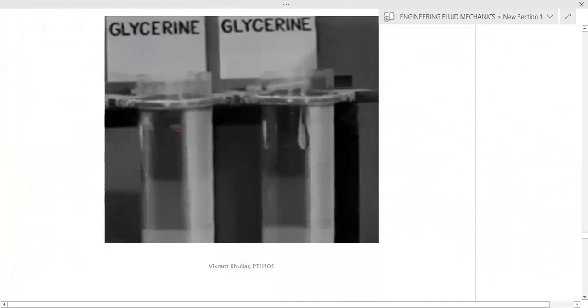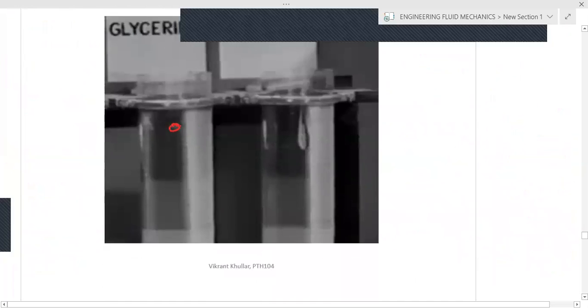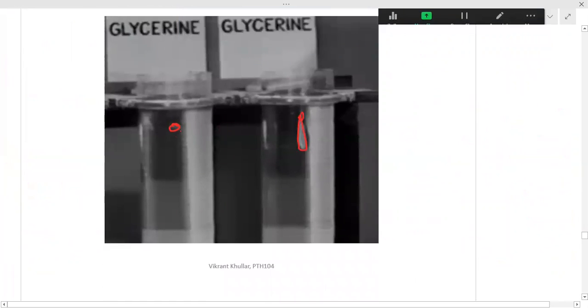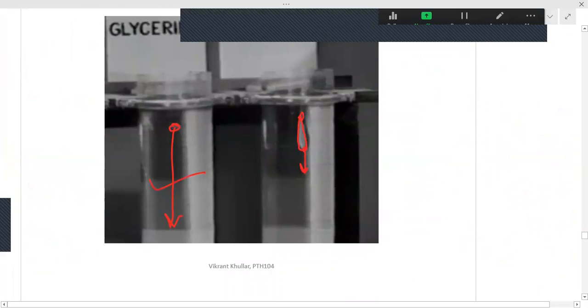So this is the case which I have just discussed. This was the ball, this was the streamlined object. We know that this ball will reach first, and this will reach afterwards. So this will have a greater terminal velocity.